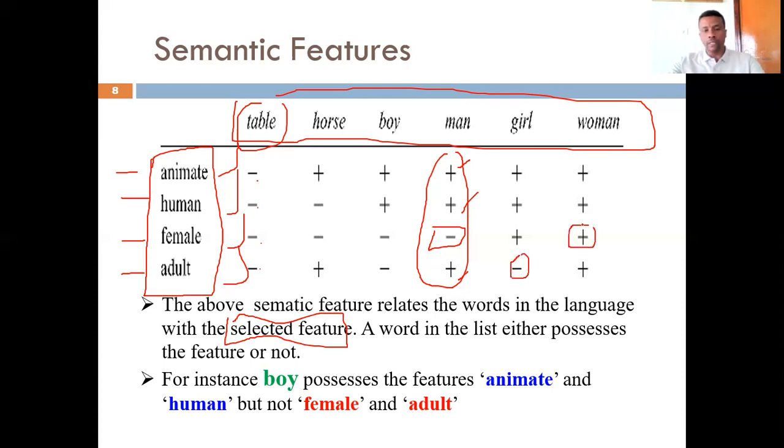If it is represented with a plus, it means it possesses the feature. So for instance, if you see the word boy, the boy possesses the feature of animate and human, but it does not possess the property of being female and adult. So we are going beyond the dictionary meaning of the words.